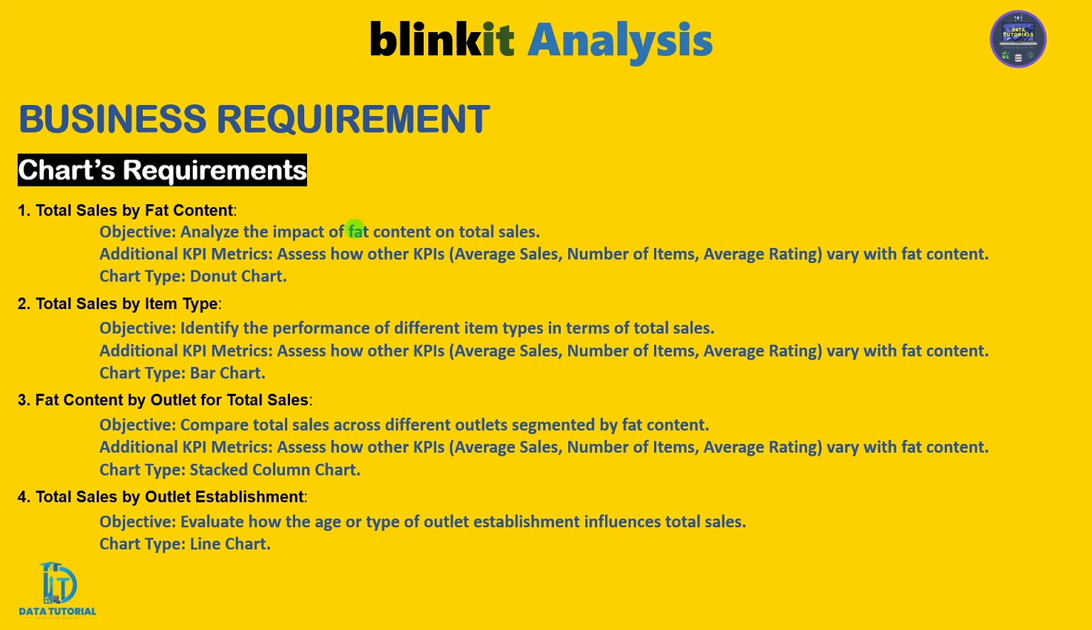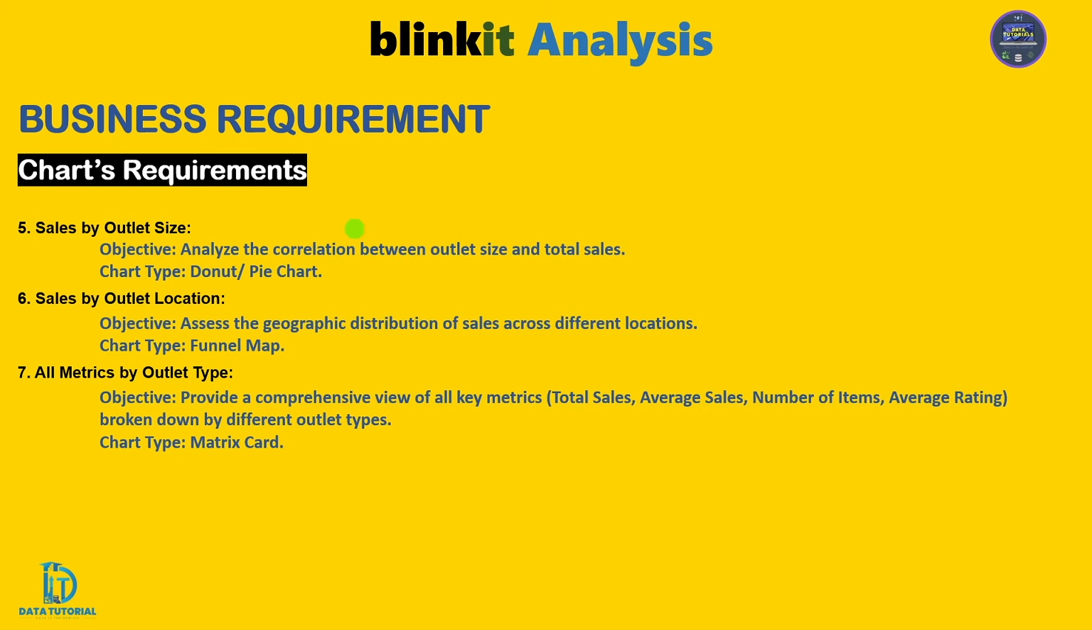And the chart type which they have asked us to create is a line chart, right? Then we will also be finding out the sales by outlet size. Depending upon the size of the outlet, we will be finding out the sales. Then the location of the outlet, right? Where that outlet is located, based on that also we'll be finding the different sales figures, right? And we'll also find out all metrics based on outlet type. So what is the type of the outlet?